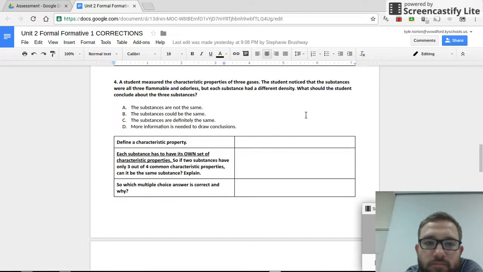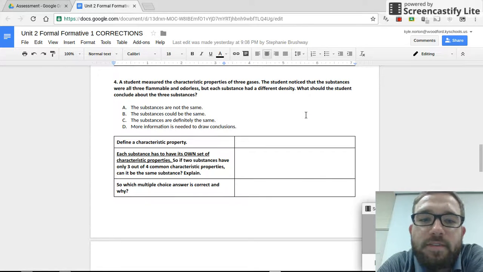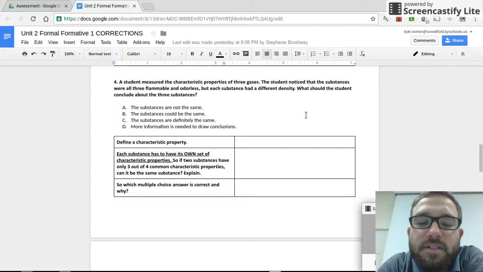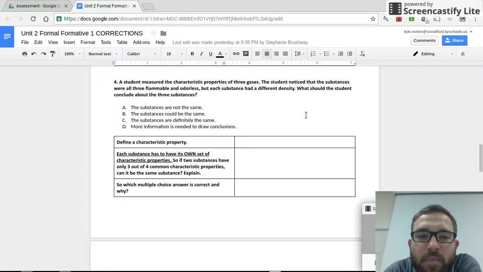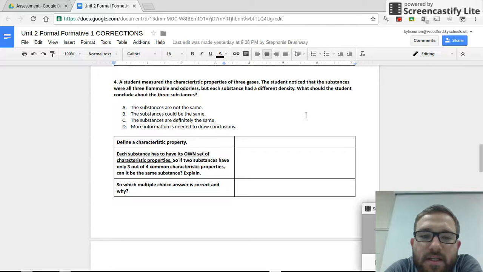Number 4, again, do you understand that characteristic properties identify the substance? A student measured the characteristic properties of 3 gases. The student noticed that the substances were all 3 flammable and odorless, but each substance had a different density. What should the student conclude about the 3 substances? A, the substances are not the same. B, the substances could be the same. C, the substances are definitely the same. Or D, more information is needed.